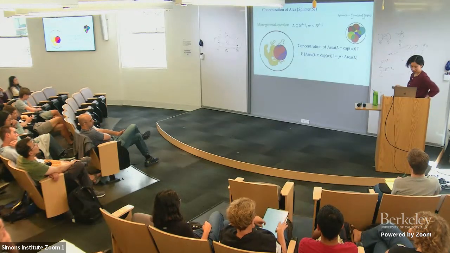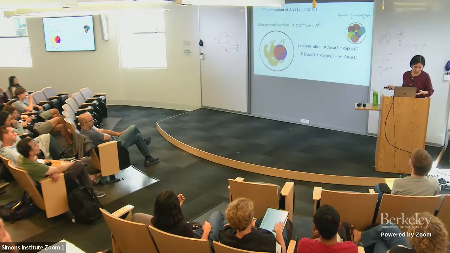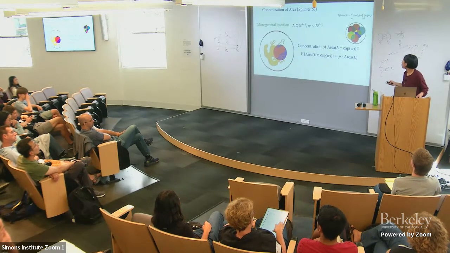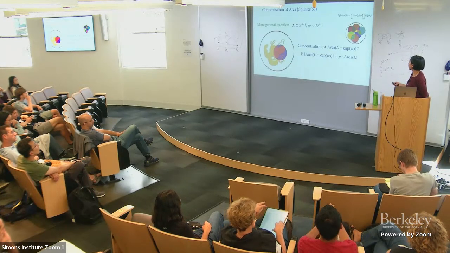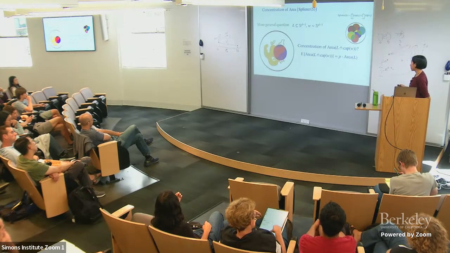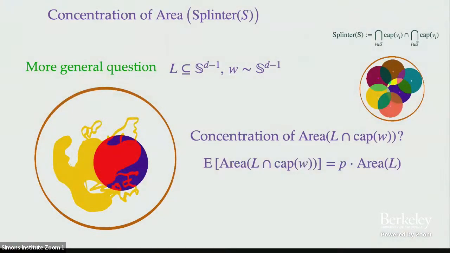Okay, so this is the expectation of this quantity, P times the area of L. That's actually really good for us, because adding a P multiplier in the beginning is like what's happening in Erdős-Rényi models and such. So now we really want to know if it actually concentrates well around this expectation.